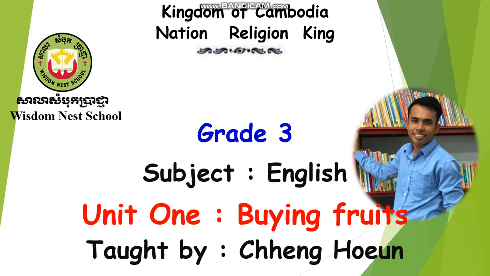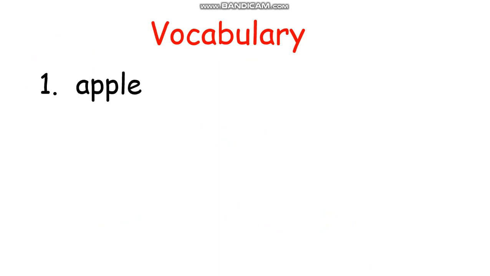Okay, so today I am going to teach you about unit 1, that is about buying fruits. Who likes to eat fruits? I hope many of you like to eat fruits, right? Today I'm going to teach you about buying fruits, and we are going to learn vocabulary. There are 5 vocabulary words.